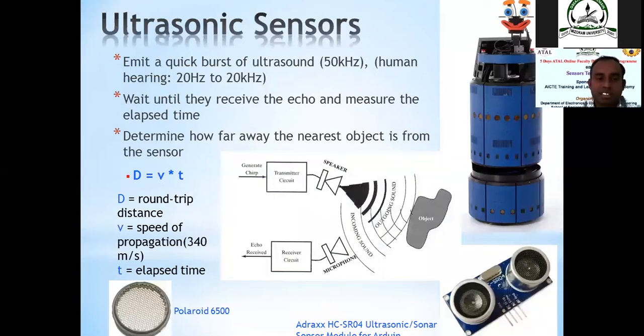Then we have the ultrasonic sensor, which emits a quick burst of ultrasound, which we cannot hear. Those sensors wait to receive the echo from the object, and once it receives it, it measures the elapsed time. From there, how much distance it has covered is calculated from the time taken to receive the signal. So here we require a transmitter and a receiver. Sometimes the same circuit can be used for both transmitting and receiving purposes.